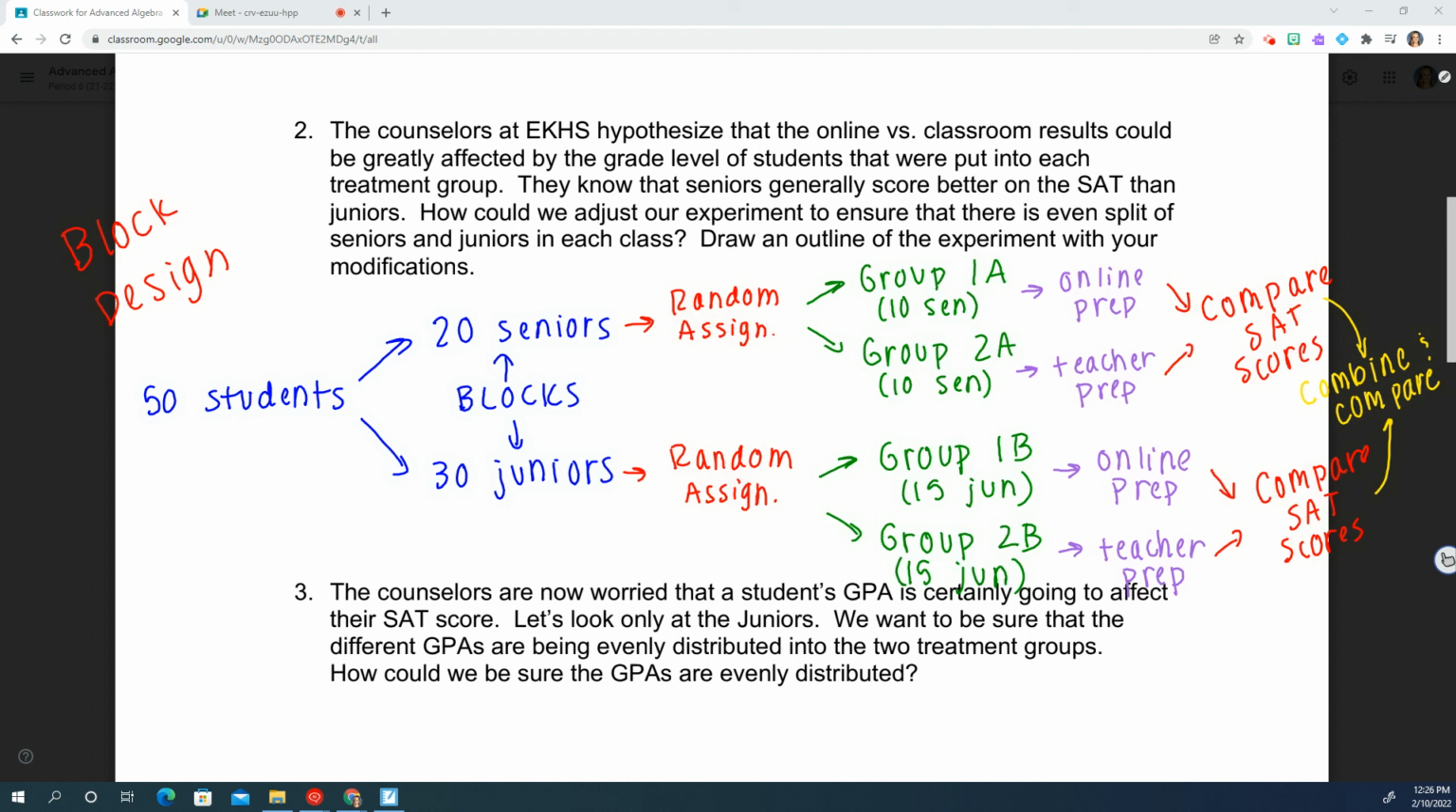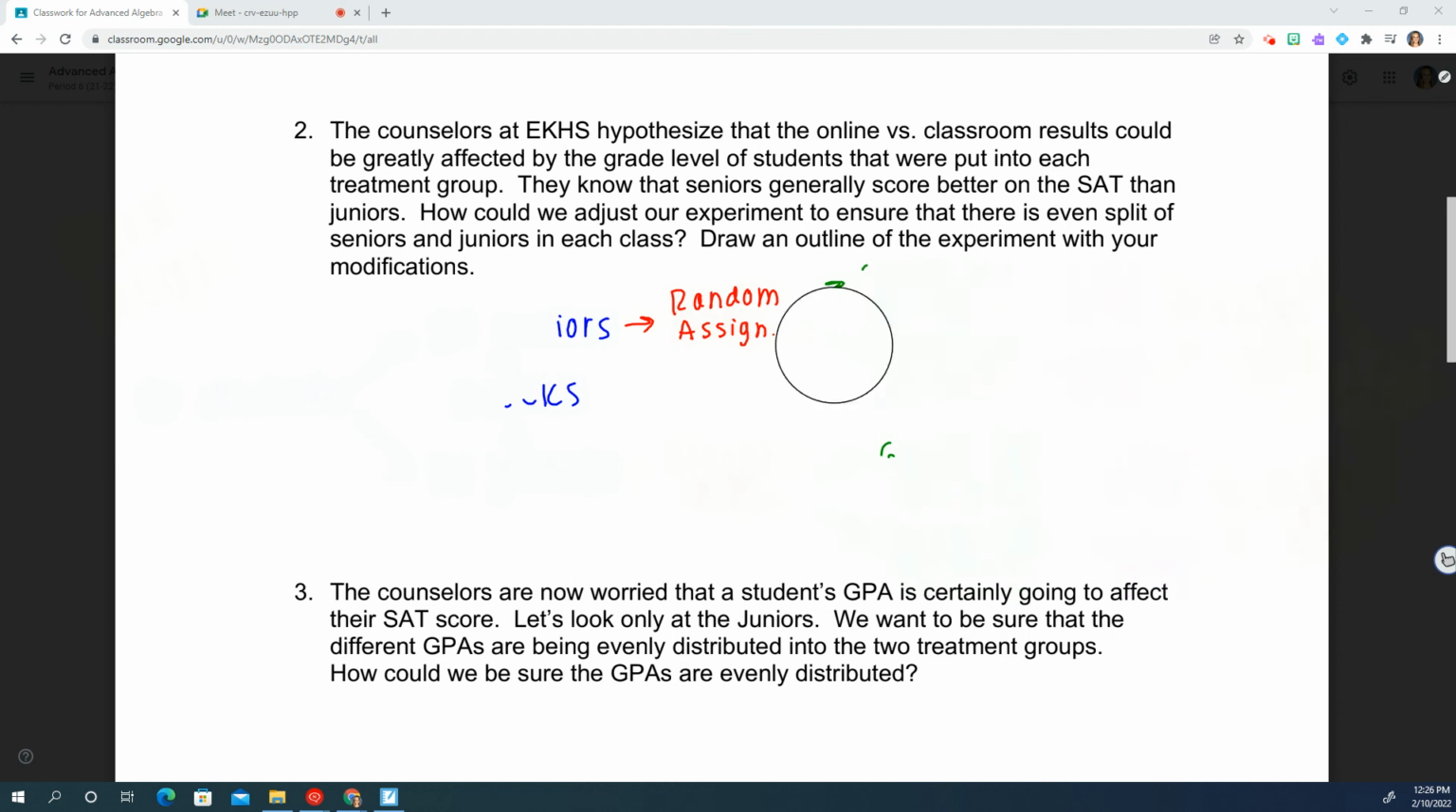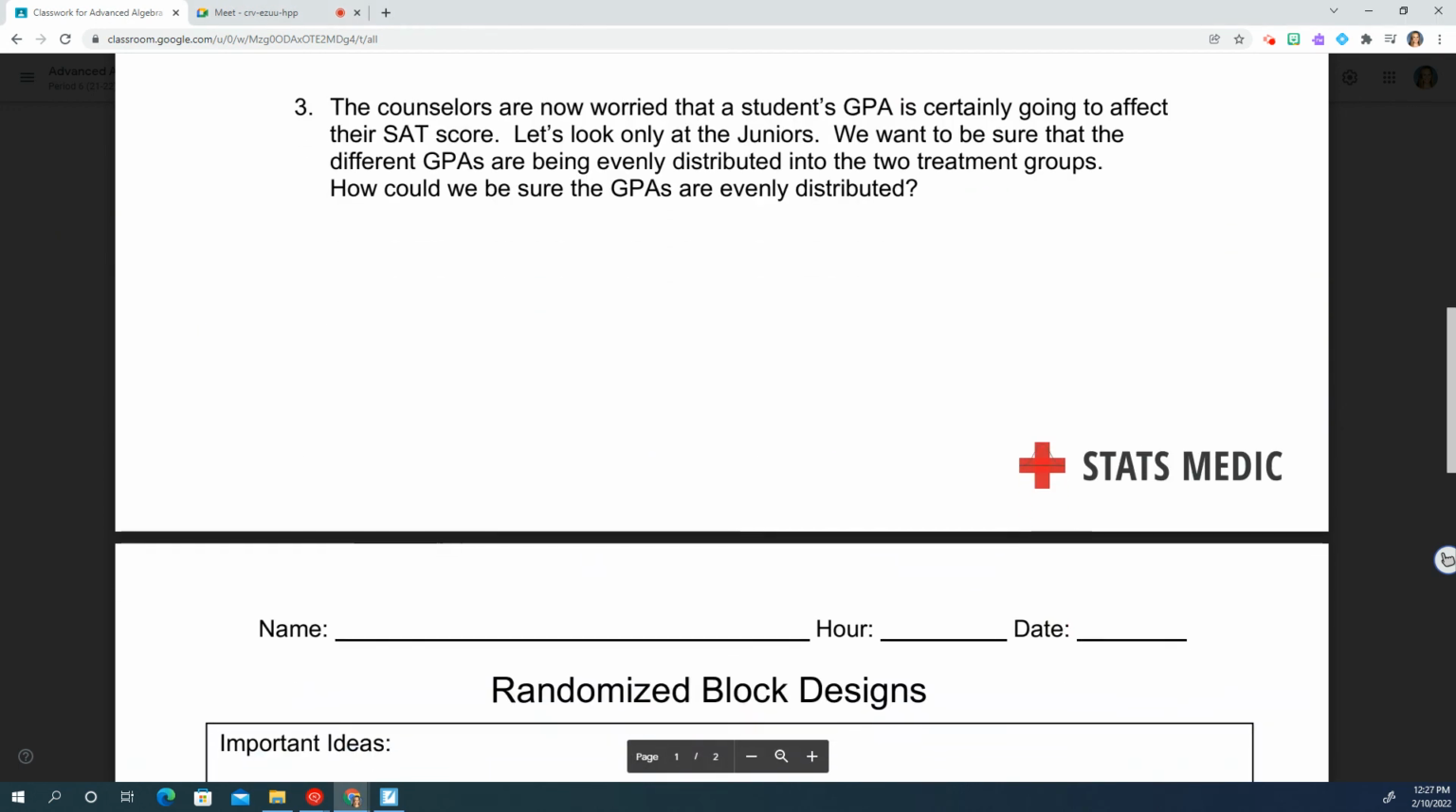Next one says, the counselors are now worried that a student's GPA is certainly going to affect their SAT score. Let's just look at the juniors. We want to be sure that different GPAs are being evenly distributed into the 2 treatment groups. How could we be sure the GPAs are evenly distributed? All right, so this is kind of an example of a matched pair design where we want to take similar, obviously we can't use the same person, but we can take similar students.